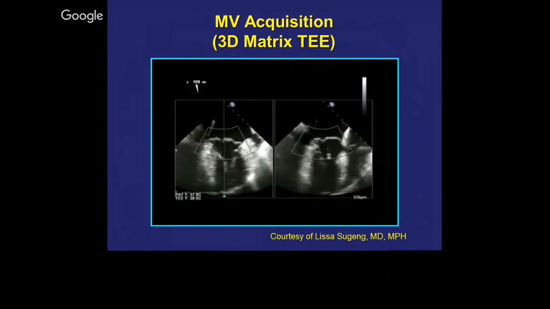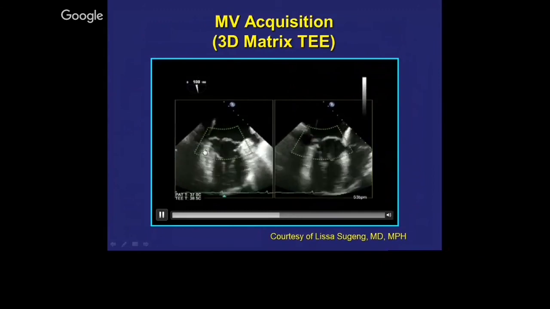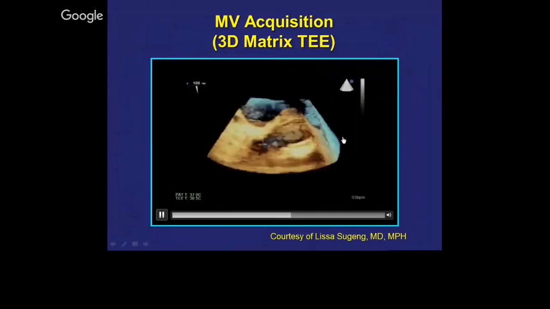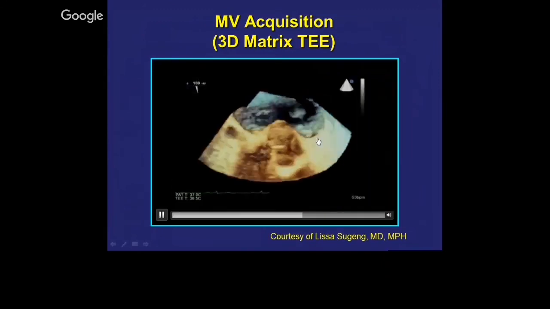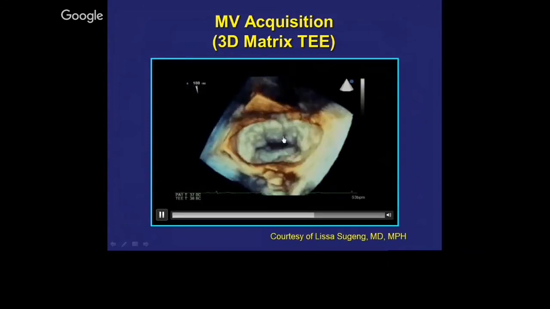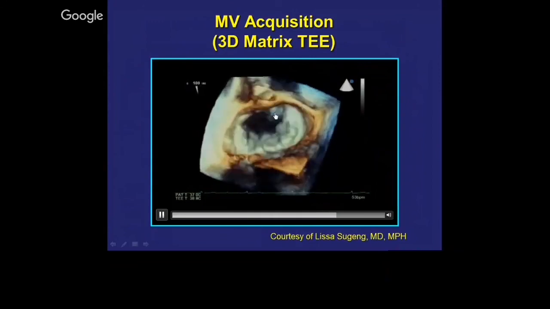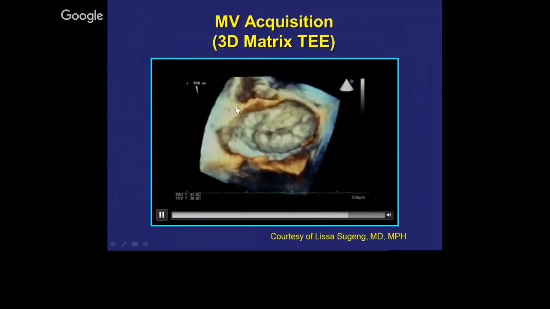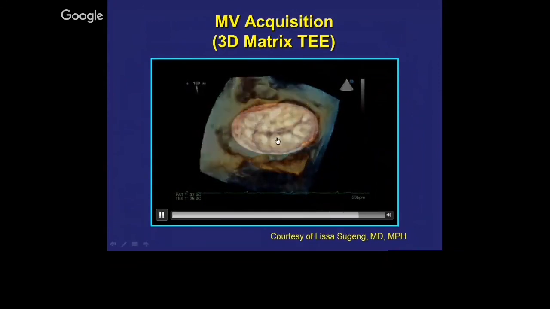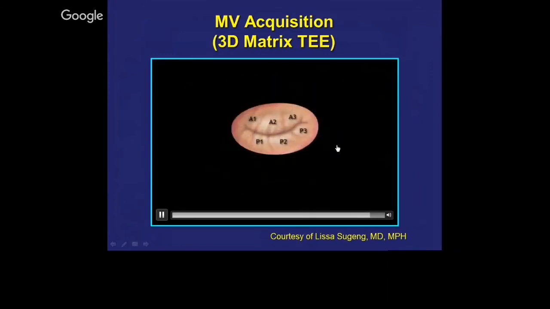Okay, so that's it. We get the biplane view. We zoom on the mitral valve. Okay, and then we're rotating the mitral valve so that we can get the anterior leaflet to be on top, and the aortic valve is going to be on top here. The left atrial appendage is going to be here, and this will be your posterior scallops.